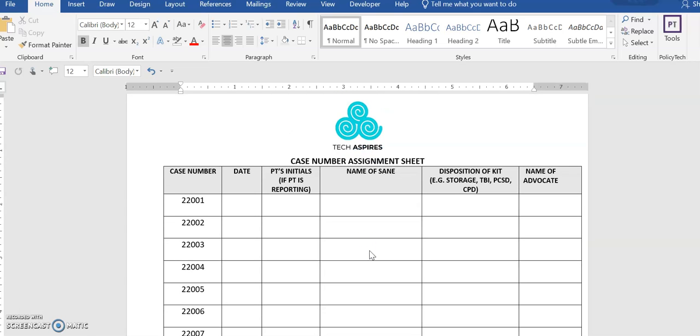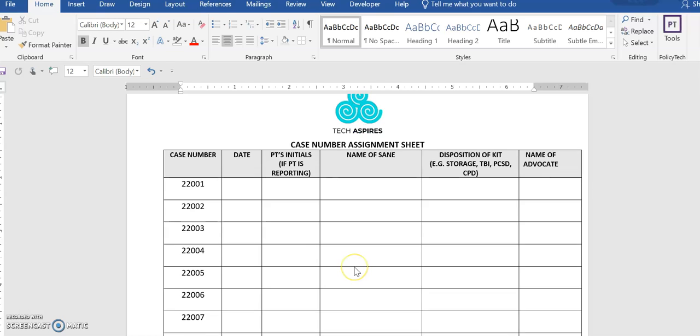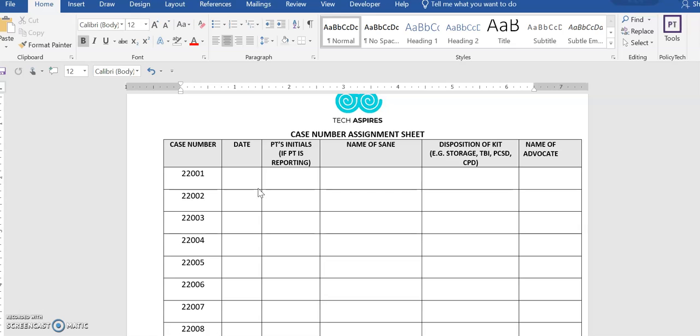So when you get a case, you're going to find this form on a clipboard hanging inside the same cabinet, and it is just going to be entitled Case Number Assignment Sheet. For every patient who comes into the clinic to receive Aspire's services, that can be SANE and advocate services, only SANE services, which probably won't ever happen, or an advocate by herself, they get a case number.